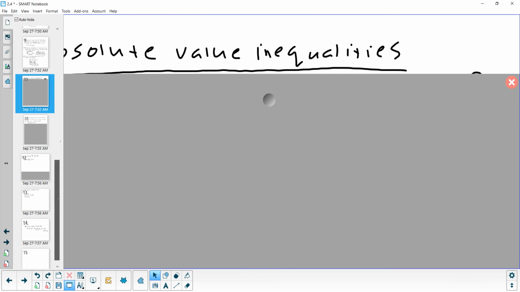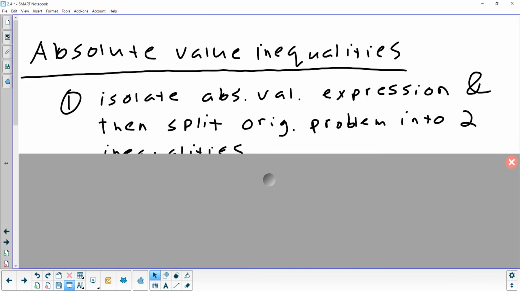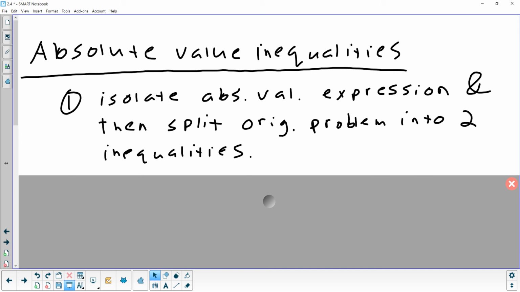All right, absolute value. I think that's the last thing we focus on. So absolute value inequalities, very similar to solving absolute value equations. You have to split it into two problems.